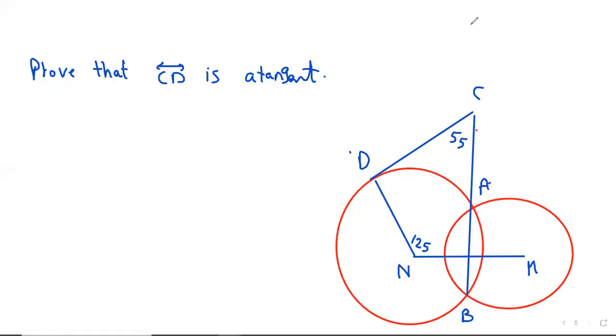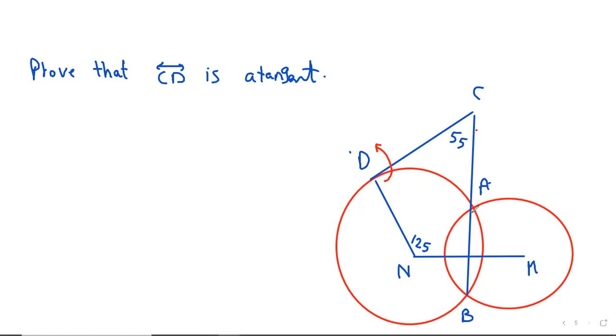In this example, M and N are two circles intersecting at A and B. And C belongs to ray AB. D belongs to circle N. And the measure of angle MNB equals 125 as shown here. And the measure of angle BCD equals 55 degrees. Prove that CD is a tangent. How can we prove that CD is a tangent? If we manage to prove that this angle is 90, then CD will be a tangent.